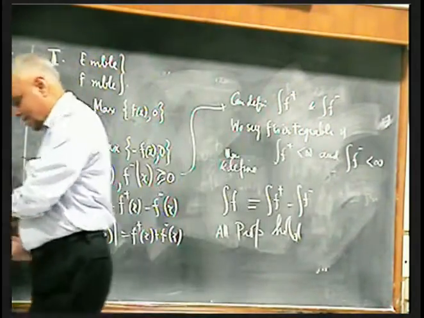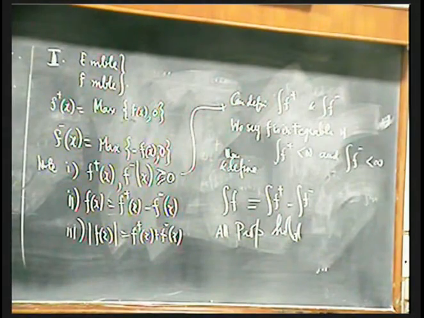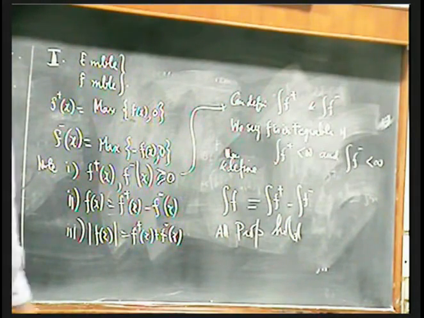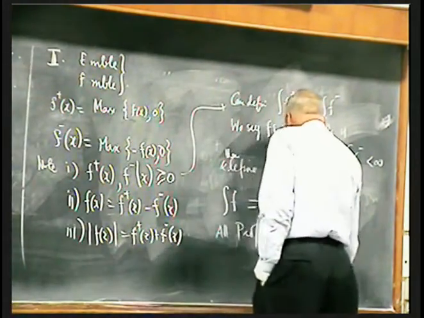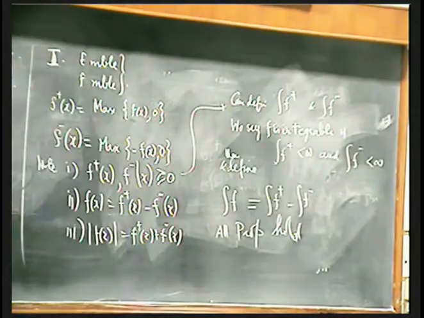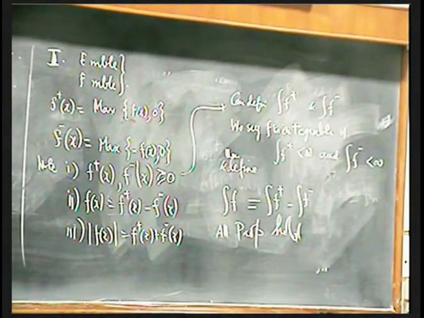All properties hold. What does that mean? Linearity, monotonicity. If f is equal to g almost everywhere, then integral f is equal to integral g. Now, this is the final convergence step. I have to prove a convergence theorem for such integrals, for the general integrals.